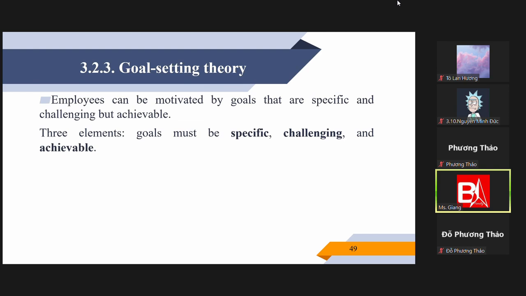Why should it be specific? It should be specific in order to make employees understand well about the goal. It should be challenging in order to make employees put in more effort. And it should be achievable because employees want to achieve the goal. It should link to their ability. So in order to make the goal achievable, managers can provide employees with support and training.